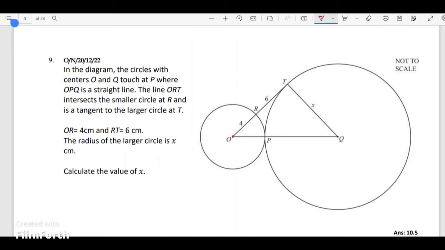So this is a center. This means OR and OP would be the radii, and since OR is 4, OP would be 4 as well. Likewise, moving on to the bigger circle, we have Q as the center, QT is the radius, that's X, and hence QP is the radius as well, so this would be X too.